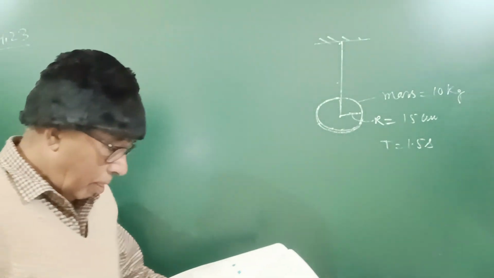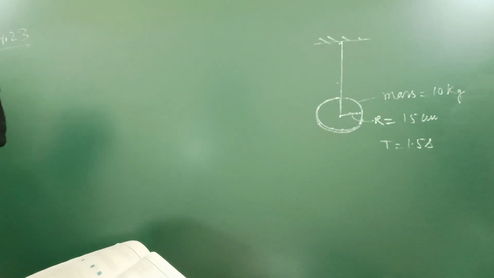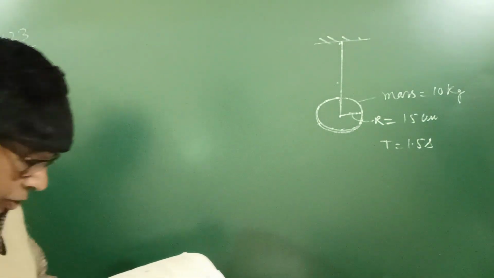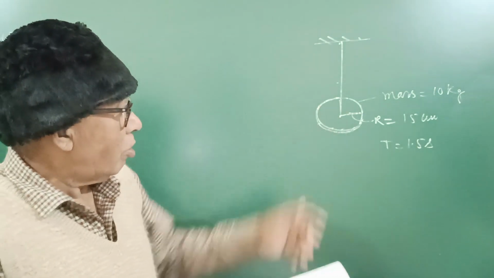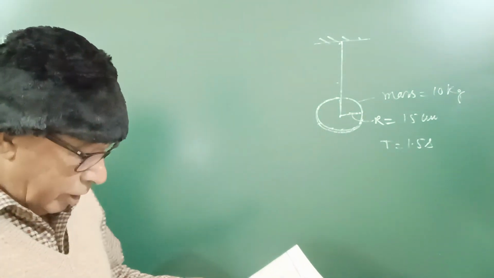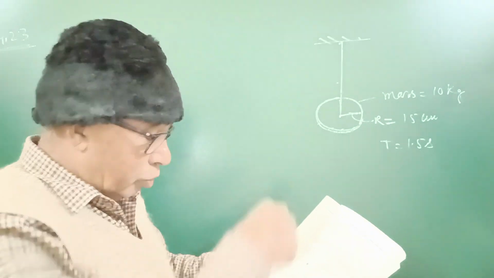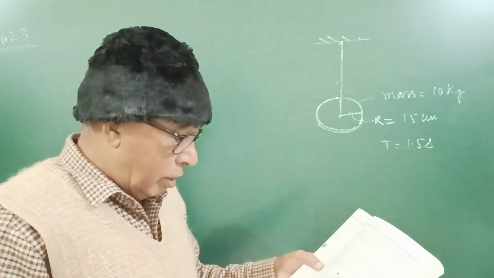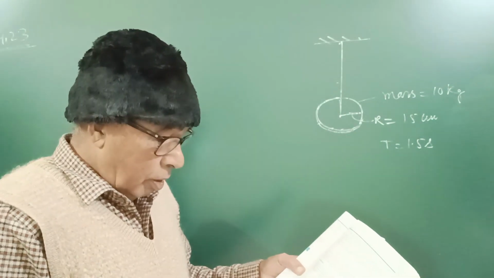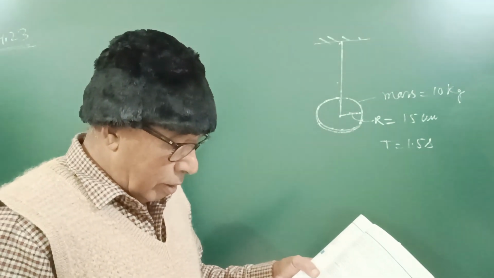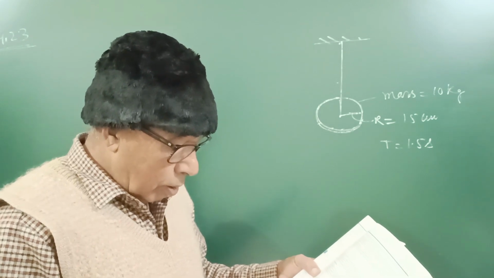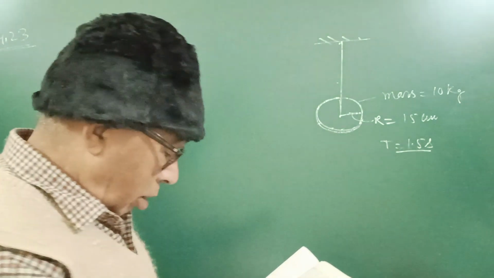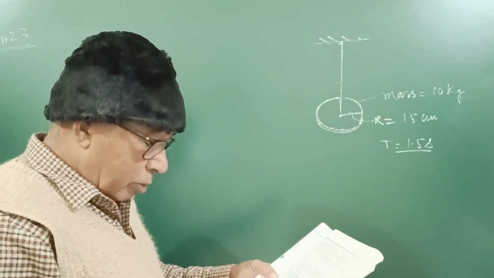Yes, friends, this is question number 14.23 of the NCERT book from class 11. A circular disc of mass 10 kg is suspended by a wire attached to its center. The wire is twisted by rotating the disc and released. The period of torsional oscillation is found to be 1.5 seconds. The radius is 15 centimeters.